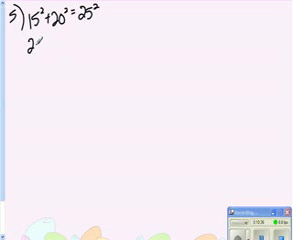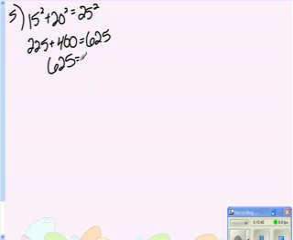15 squared, most of you should know in your head, is 225. 20 squared is going to be 400. 25 squared, some of you know. If not, do the math. It should be 625. 400 plus 225 is 625. That does equal 625, so it is a right triangle.